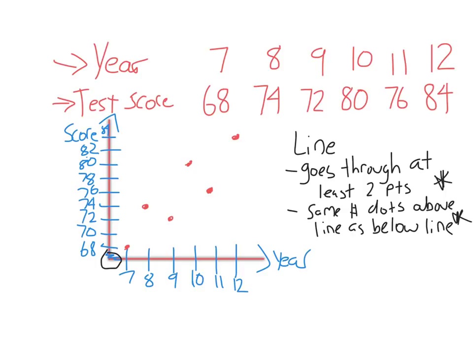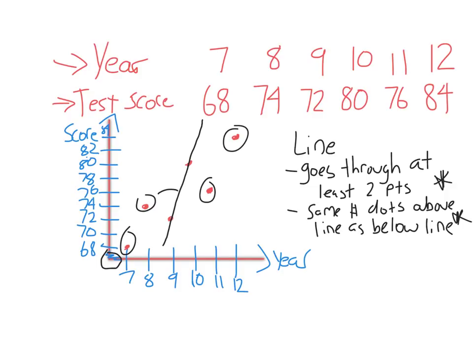So notice, if I draw a line through these 2 points, there are the same number of scores above the line, or if you like, to the left of the line, there's 2, as there are to the right of the line. So that's sort of going to be my line of best fit. So that is the line, goes through 2 points, and there are the same number above and below it.